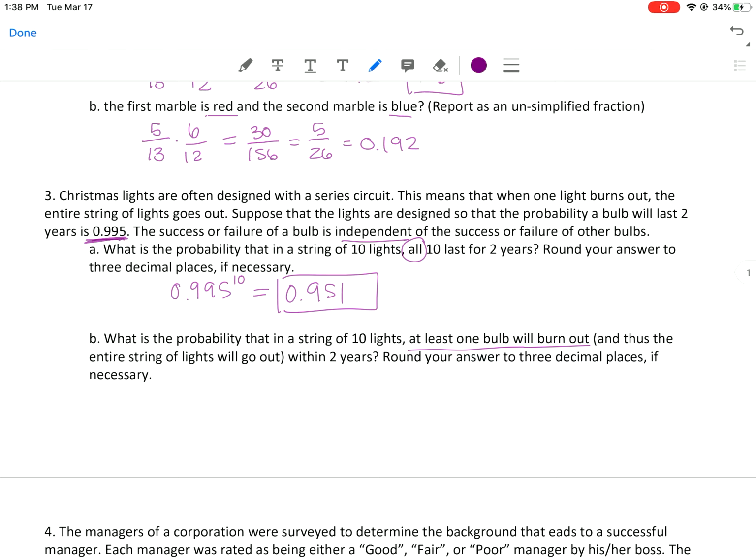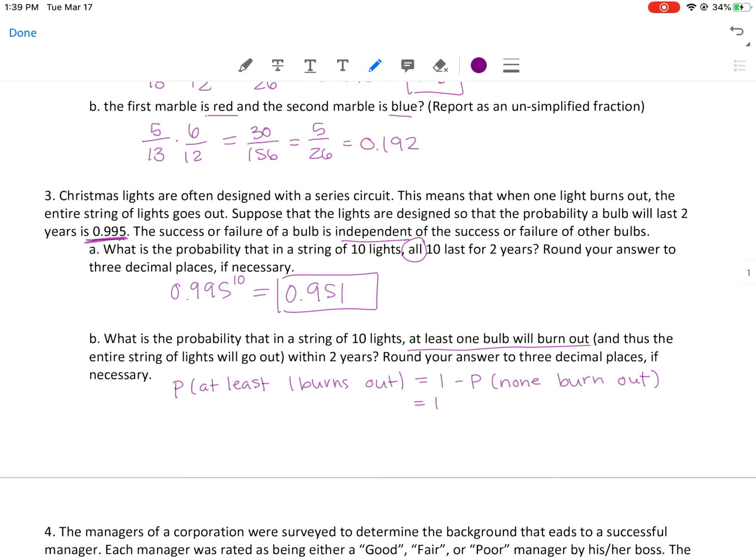Okay, what's the probability that at least one will burn out? So that means that either 1 burns out, 2 burn out, 3 burn out, etc., right? So rather than doing the probability of 1, 2, 3, 4, 5, 6, 7, 8, 9, 10, it's easier to say this is the same as doing 1 minus the probability that none burn out, right? The opposite of burning out is none burn out.